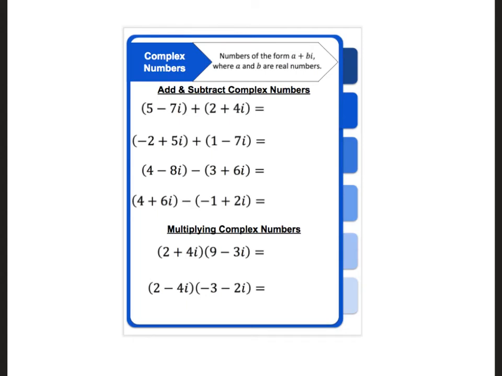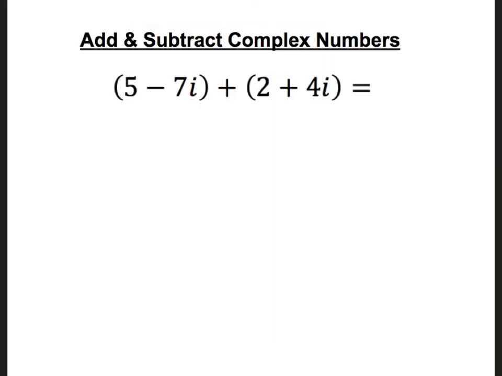All right, in this video, we are adding and subtracting complex numbers. Complex numbers are numbers of the form a plus bi, where a and b are real numbers. My first one, we have (5 minus 7i) plus (2 plus 4i).